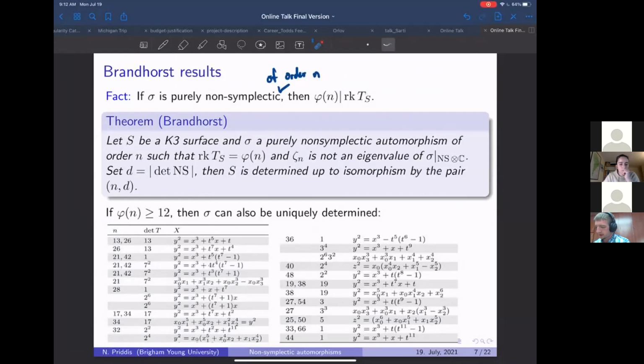There's a couple of other things I want to say about this briefly. The first is if phi of n is bigger than or equal to 12, it turns out the automorphism is also uniquely determined. So there's only one K3 surface and only one automorphism. I have to be a little bit careful because sometimes there's two. For example, here in this line, you see this 28, I've got the same surface twice, two different automorphisms. But anyway, these are all of the options with phi of n bigger than or equal to 12, all the K3 surfaces and all the non-symplectic automorphisms satisfying these conditions.